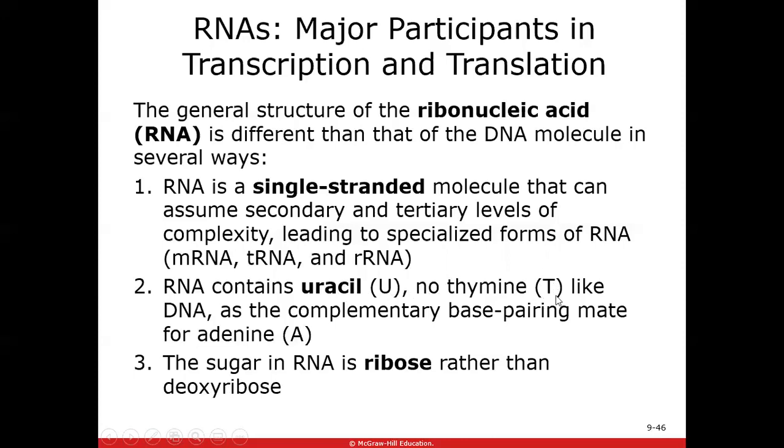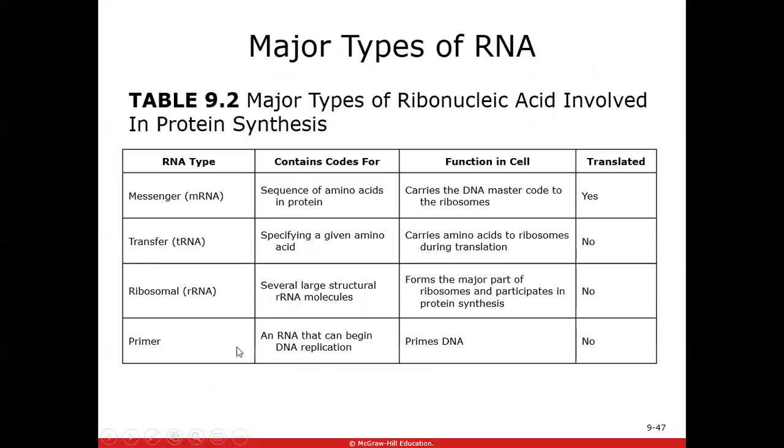We said that thymine paired with adenine. So now, if there's no thymine, the uracil will pair with the adenine. So it contains no thymine like DNA as a complementary base pairing mate for adenine. That means that uracil in RNA will now pair with adenine. Then, of course, the sugar in RNA is ribose rather than deoxyribose.